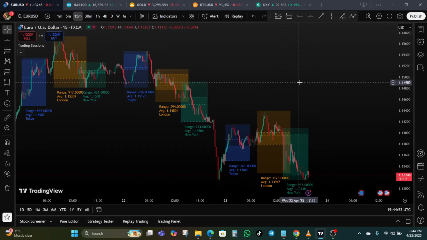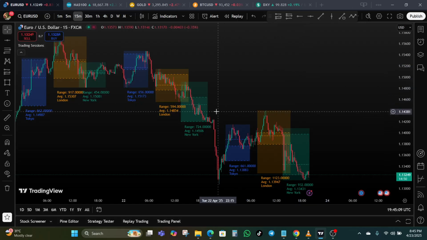Now, there are four main Forex sessions. We have the Sydney session. The Sydney session usually opens the week. It seems like this particular indicator did not add the Sydney session. So the Sydney session opens the week. There is low volume, but it sets the tone.